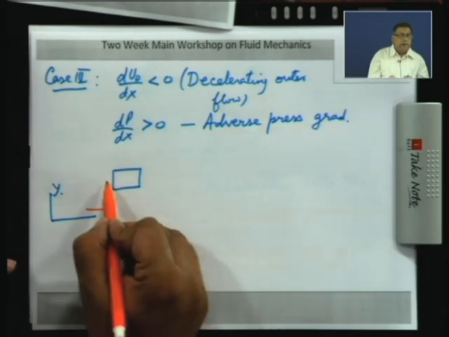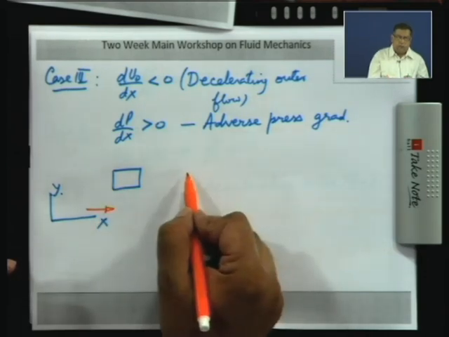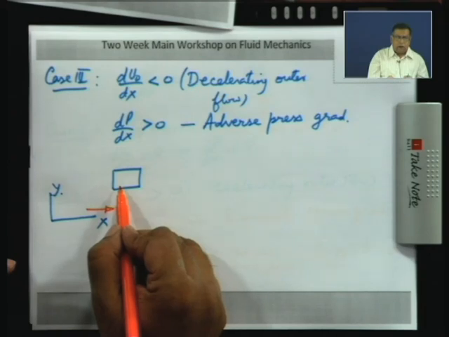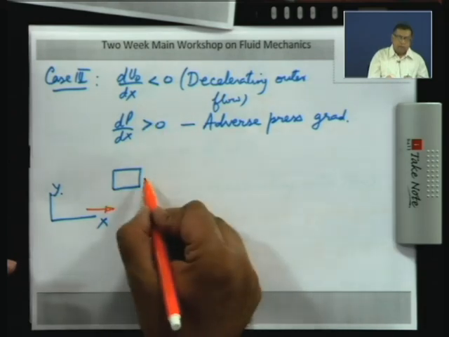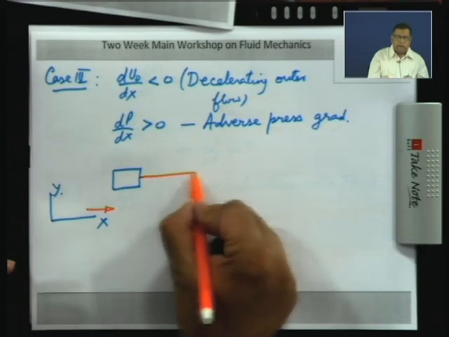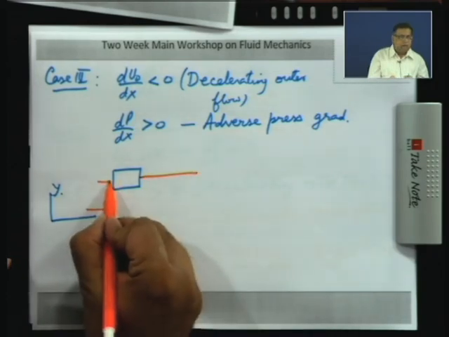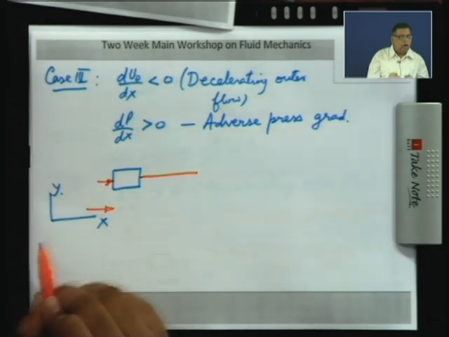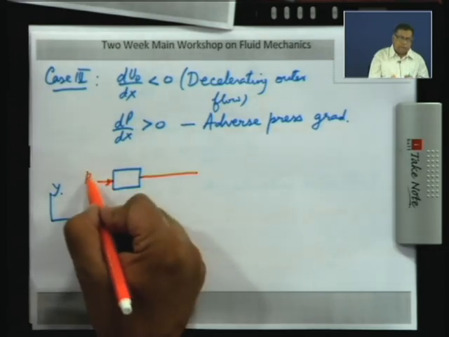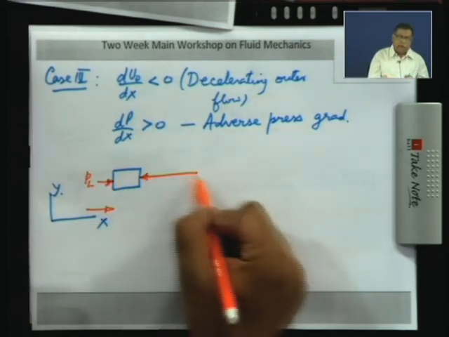Now, the pressure is increasing in the direction of the flow because dP dx is positive. So, here we will have a situation where the pressure here is larger than the pressure here. So, if I show the arrows, this is the pressure on the left face, let us say, and this is the pressure on the right face.